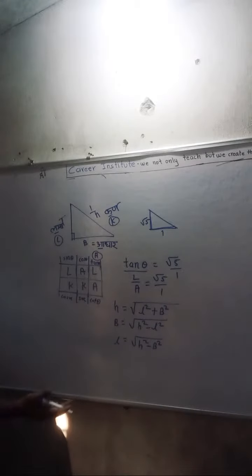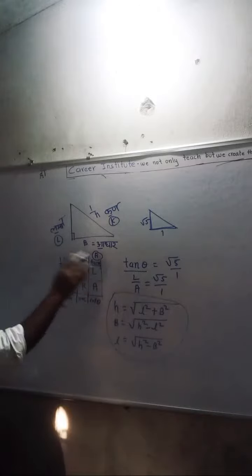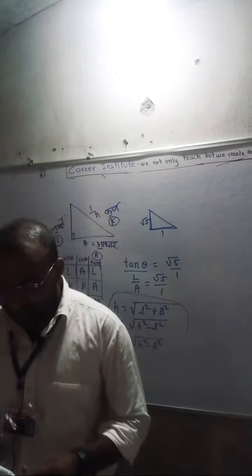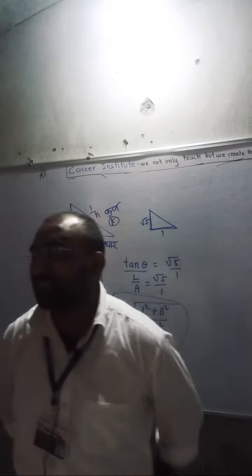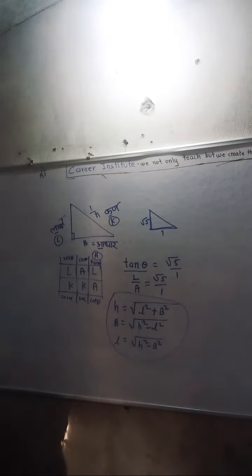Is this clear? Yes. You will have to remember this formula and this one. What's the short word? Lal Kakka. The first one is sin theta, second one is cos theta, third one is tan theta. What's the opposite of sin theta? Cosec theta. Opposite of cos theta? Sec theta. Opposite of tan theta? Cot theta. Is this clear? Yes, sir.